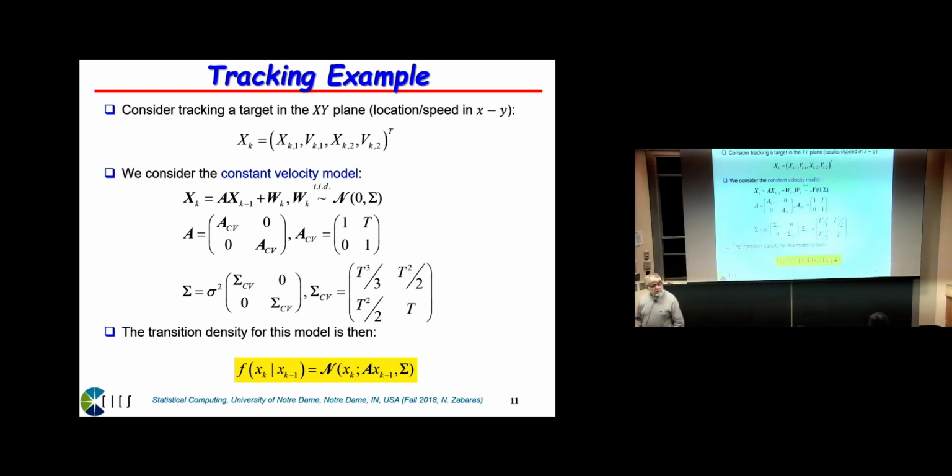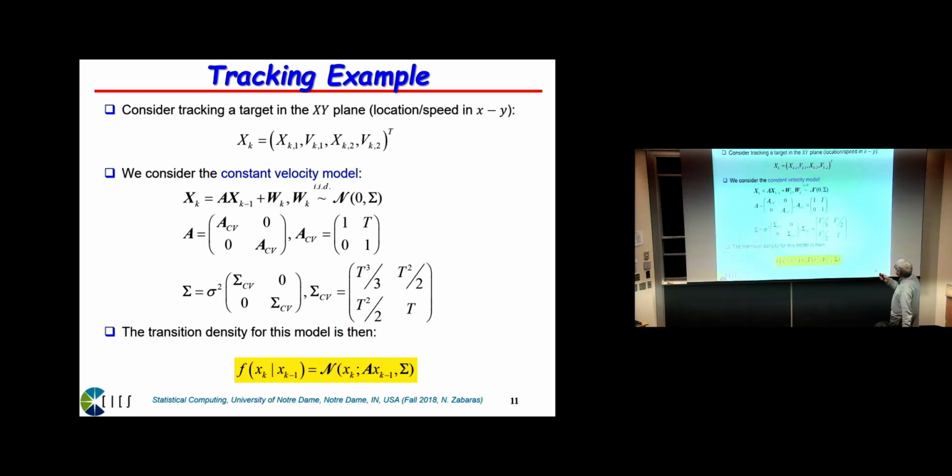So let's say you're trying to track a missile on the plane. The state here, x, is defined by the following variables. x1 and x2 are the x and y coordinates of the missile, and v1 and v2 are the velocities in the x and y directions. So at every given time, the state consists of the two locations and the two velocities. And this Markov model, if we're going to try to put the dynamics on a Markov model, looks like that.